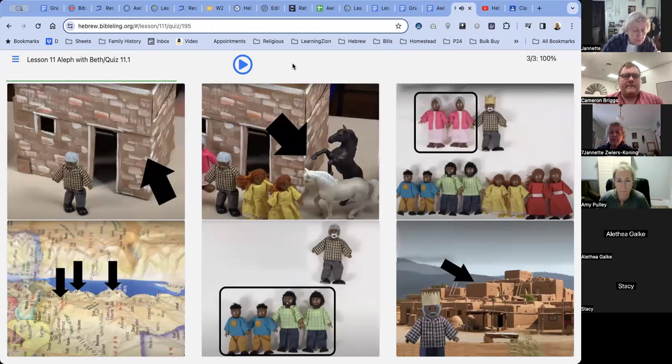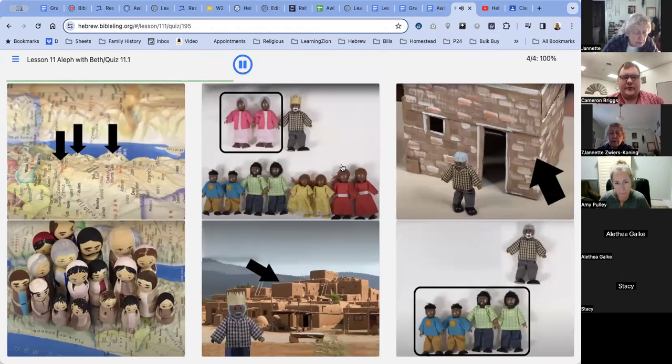Susei Yosef. It's the horses in the middle. Horses of Joseph. Bet David. That's the top right. It's the house of David.